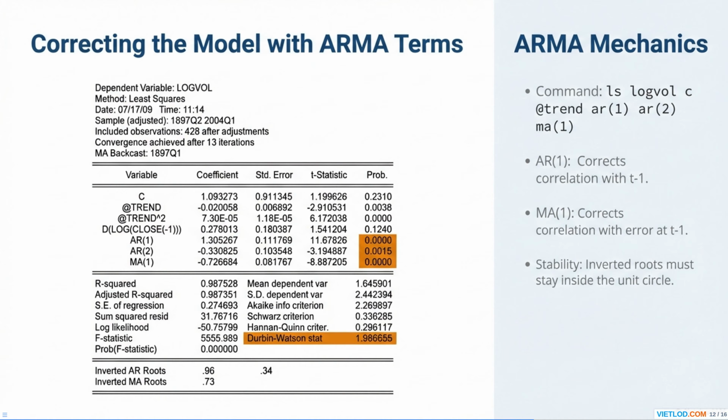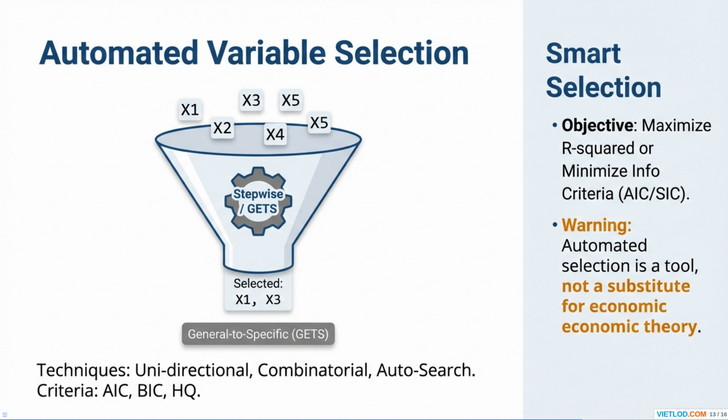As we can see from the regression output, these newly introduced ARMA terms are highly statistically significant, with p-values far below 0.05. A critical check for time series models is stability. This is confirmed by ensuring that the inverted roots of the AR and MA polynomials lie within the unit circle, meaning their values are less than 1. Here, our inverted AR roots are 0.96 and 0.34, and the MA root is 0.73. All are indeed less than 1, confirming our model is stable.